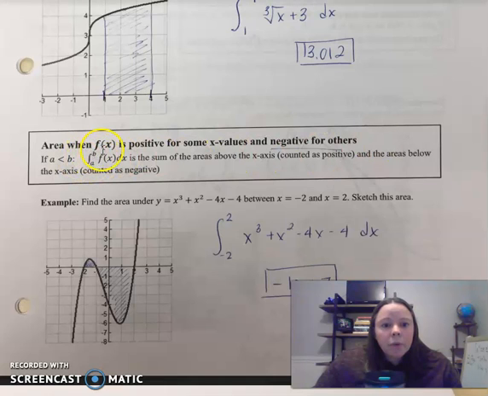All right, so area when f of x is positive for some x values and negative for others. So notice here's a picture where part of our area is above the x-axis, but then you actually dip below the x-axis. So the area above is going to be counted as positive, and the area below the x-axis is counted as negative. Now, you cannot have a negative area, but we can find this area and we'll stick a negative in front to represent where the area was. It's just a notation to note where the area is.